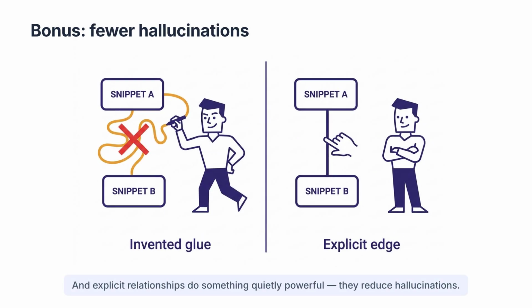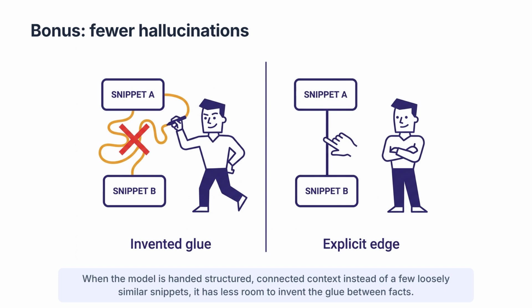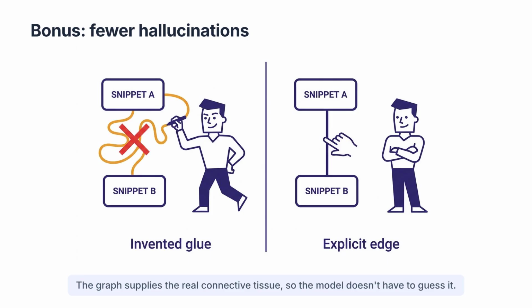And explicit relationships do something quietly powerful. They reduce hallucinations. When the model is handed structured, connected context instead of a few loosely similar snippets, it has less room to invent the glue between facts. The graph supplies the real connective tissue, so the model doesn't have to guess it.